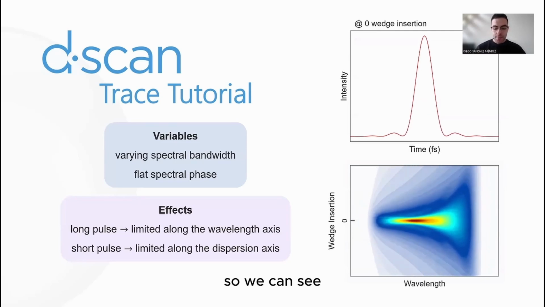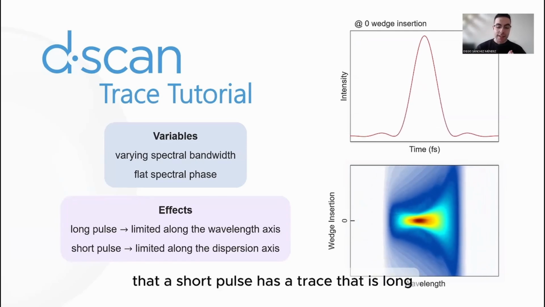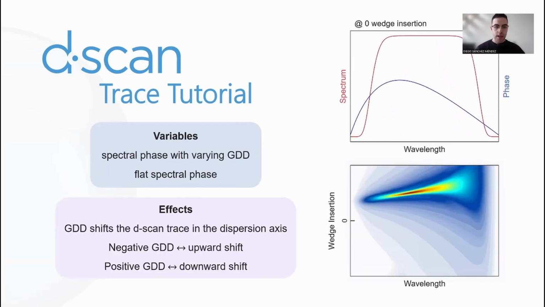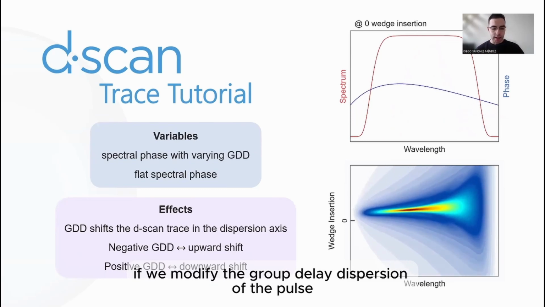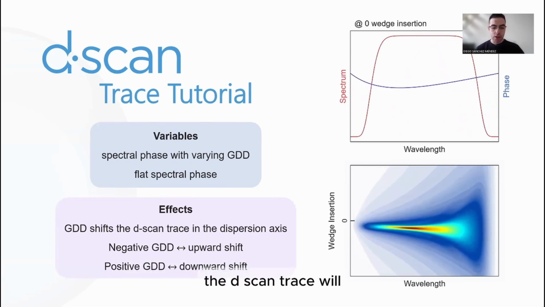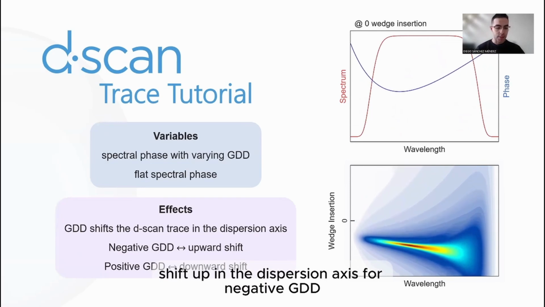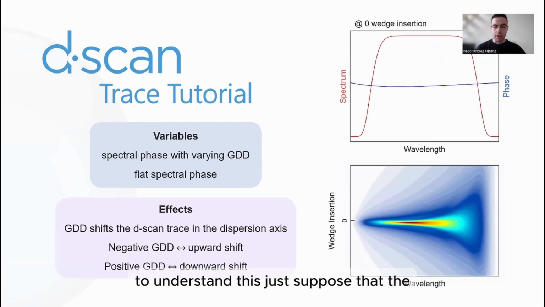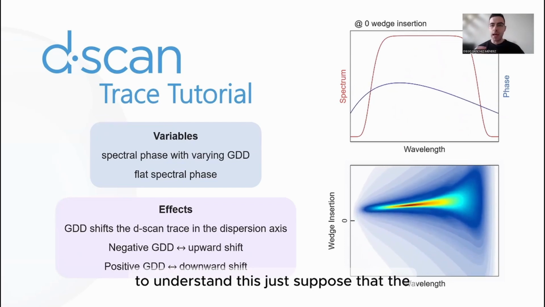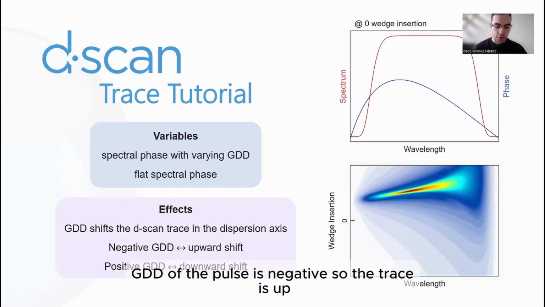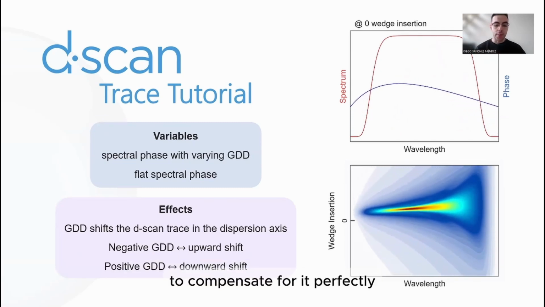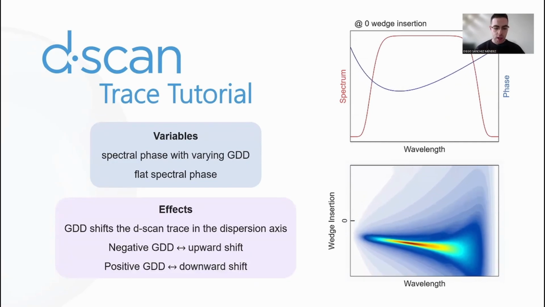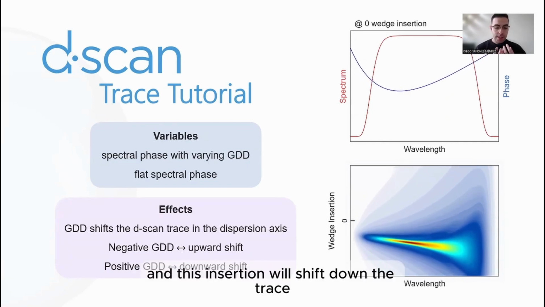So we can see that a short pulse has a trace that is long, thin, and flat. If we modify the group delay dispersion of the pulse, the dscan trace will shift up in the dispersion axis for negative GDD or down for positive GDD. To understand this, just suppose that the GDD of the pulse is negative, so the trace is up.